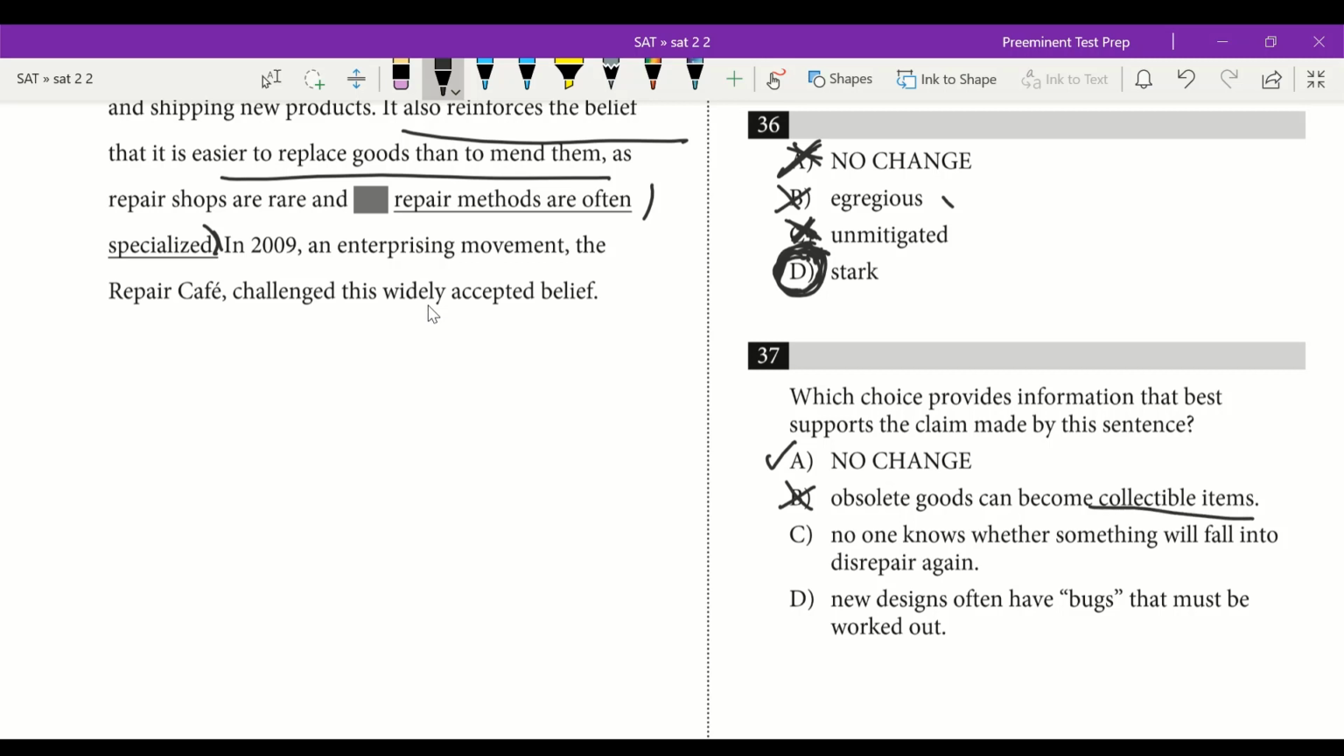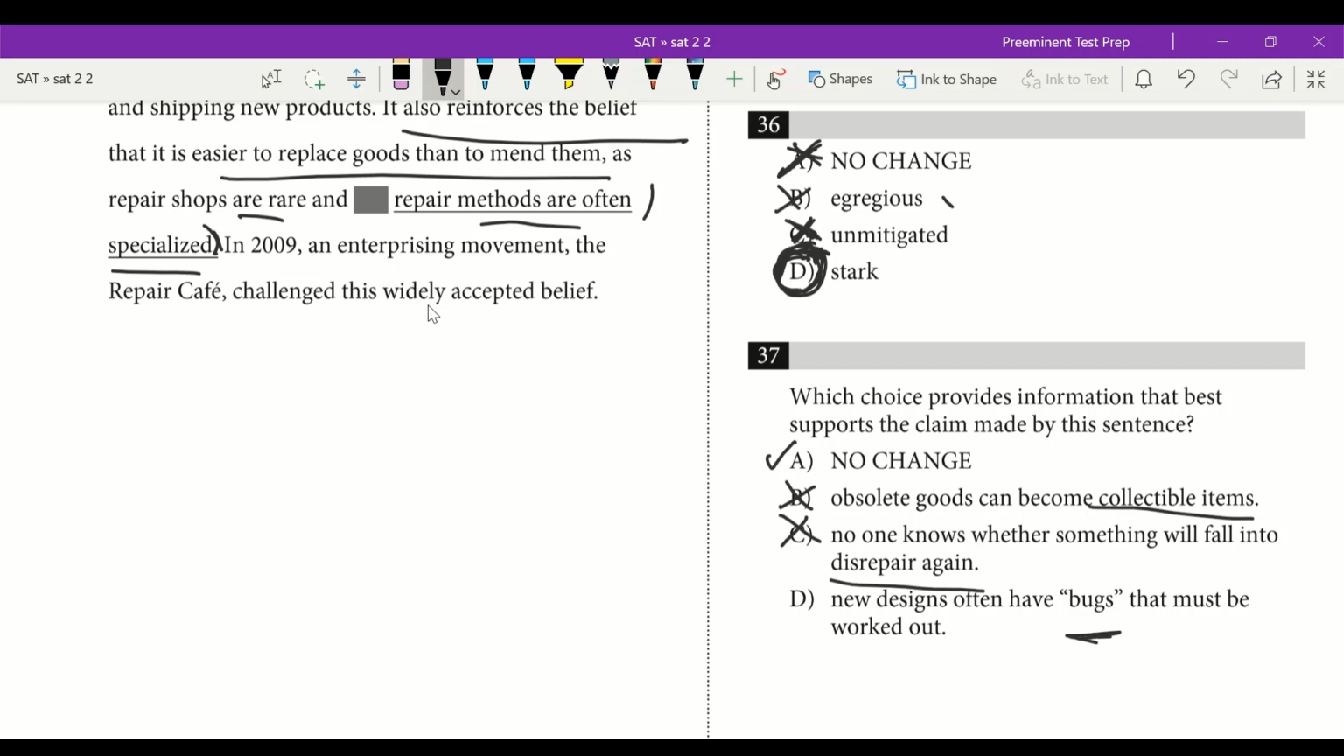Now, how about no one knows whether something will fall into disrepair again? Well, that's not explaining why people are believing it's easier to replace them than to fix them, right? Because even though people may not know when something will fall into disrepair again, that isn't what's causing them to think it's easier to replace goods than to fix them, right? What's causing them to think it's easier to replace goods than fix them is the fact that repair shops are rare and repair methods are very specialized, so the average person can't really do them, or they think they can't, right? And then new designs often have bugs that must be worked out.